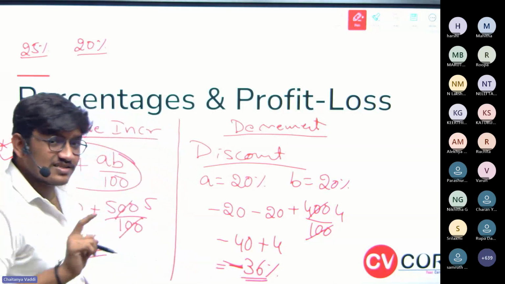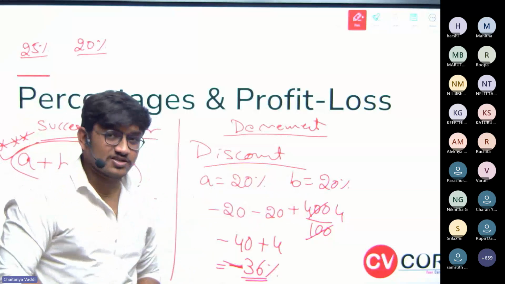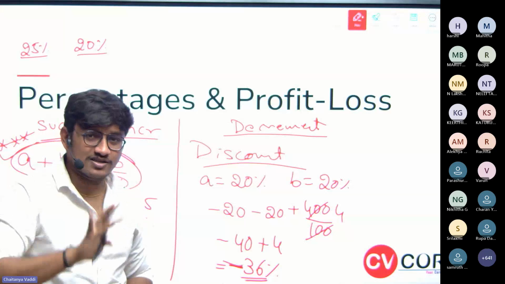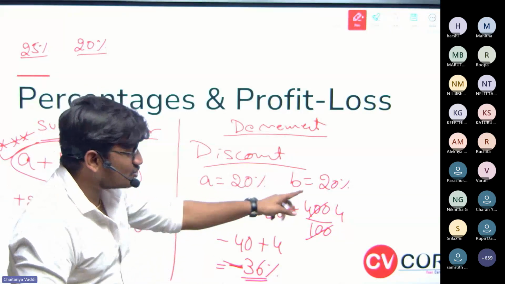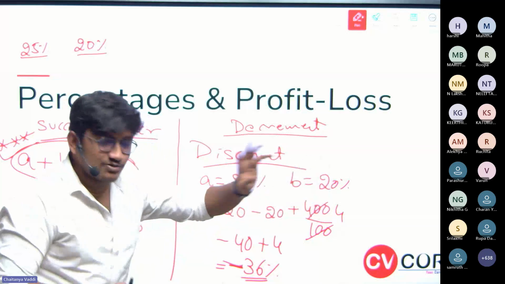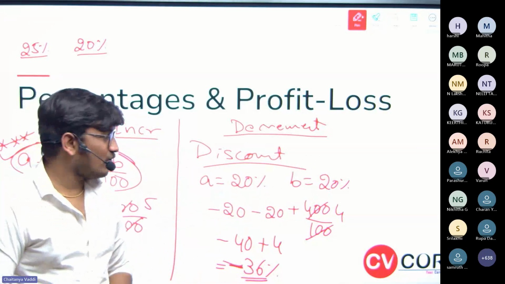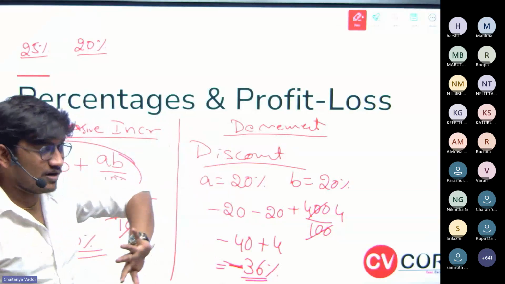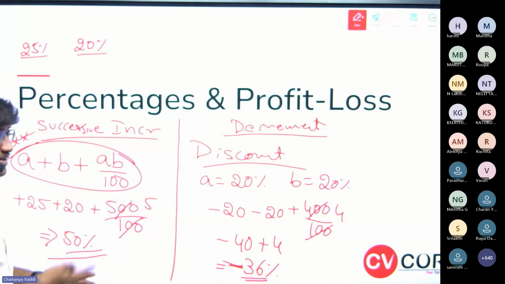That's the reason I said if somebody is offering you 20% and 20% discount, don't prefer that. Instead, directly ask for a 40% discount, because a 40% discount is more beneficial than 20 and 20. If you choose 20 and 20% discount, you are getting only 36% discount. I hope you are all clear with successive increment and successive decrement. It's not only about increasing two times or decreasing two times.